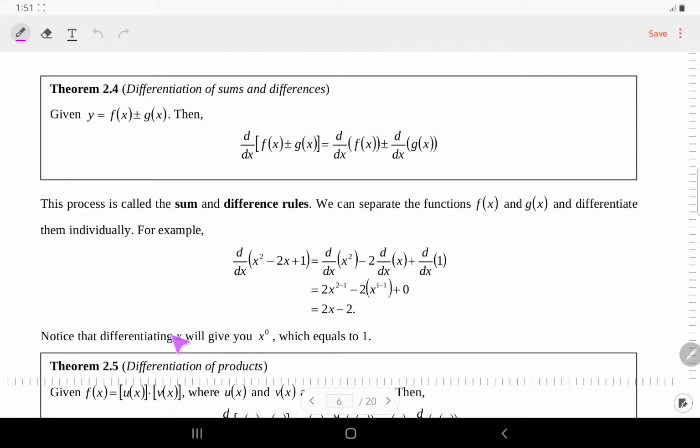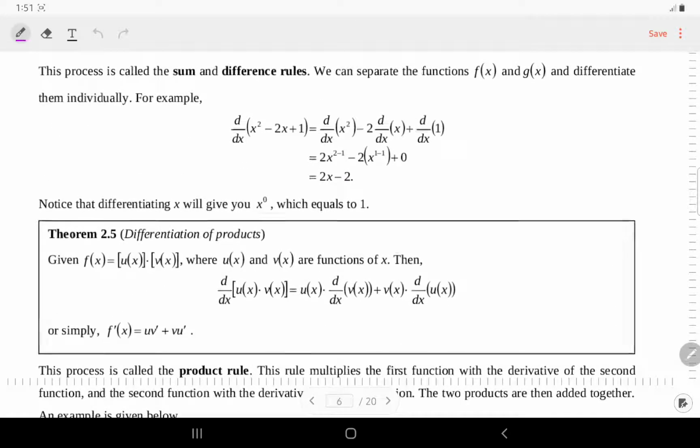Okay, notice that when we differentiate x power of 1, it will give us x power of 0, which is equal to 1. So you can see here, the original one is x power of 1. So when we differentiate it, it will become x power of 0, where x power of 0 is equal to 1. So it will become negative 2 here.